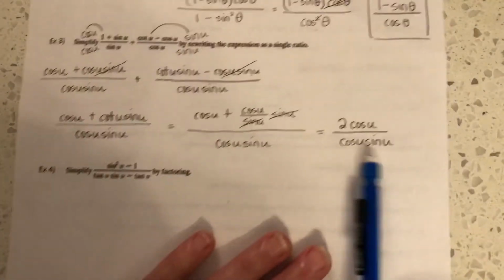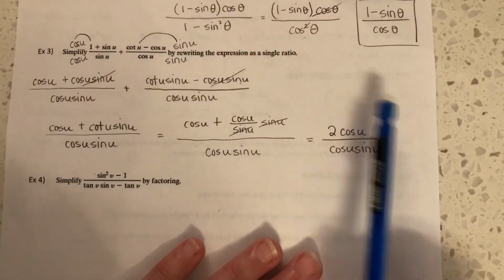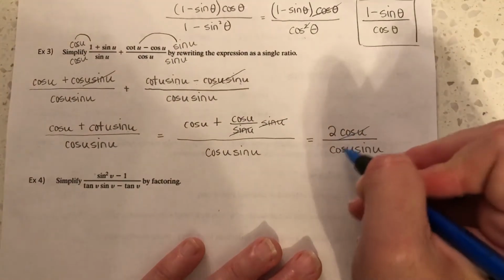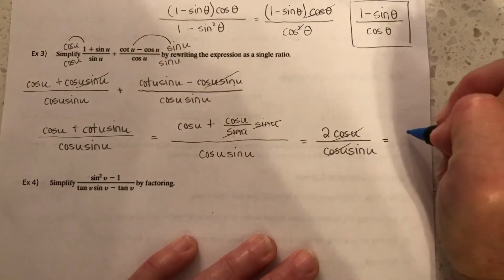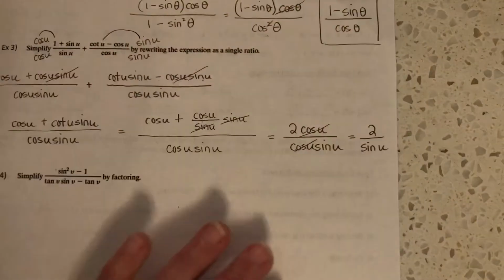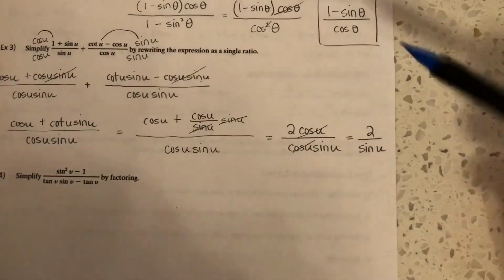Well, now everything's attached by multiplication. There's no adding and subtracting standing in our way from canceling anything. A cosine u and a cosine u are going to cancel. And now you're left with 2 over sine u. Now, I feel like years ago, they would have accepted this.